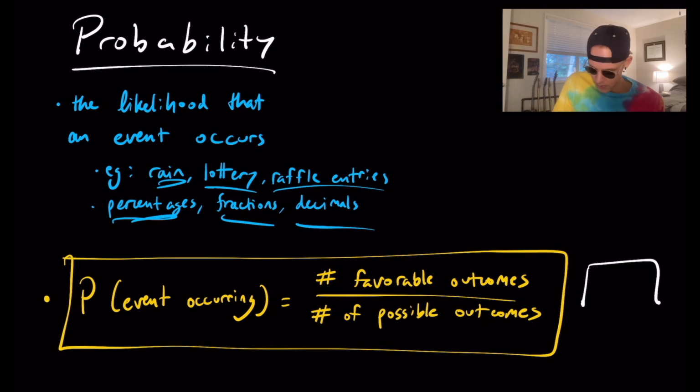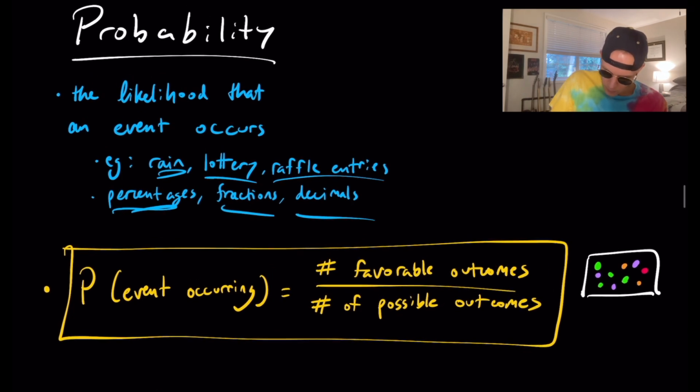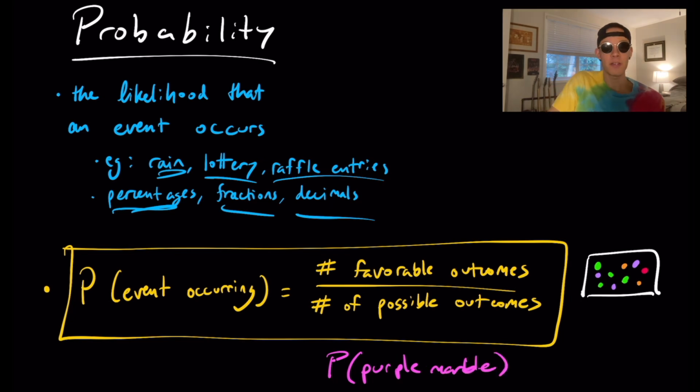Let's say you have a box, and inside this box you have some green marbles, you have some orange ones, you have a red one, and then maybe 3 purple ones. And we want to know, scroll down here, what's the probability of drawing a purple marble. So you're going into the box, you're grabbing one marble, we want to know what's the probability that it's going to be purple.